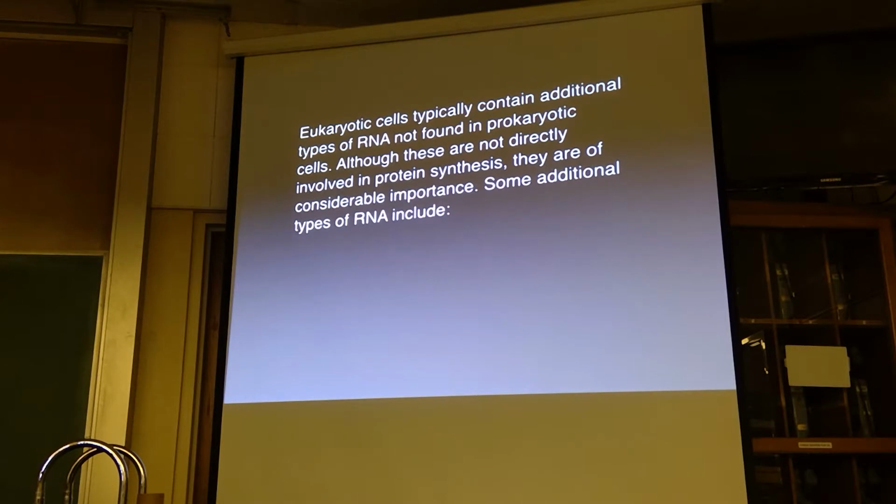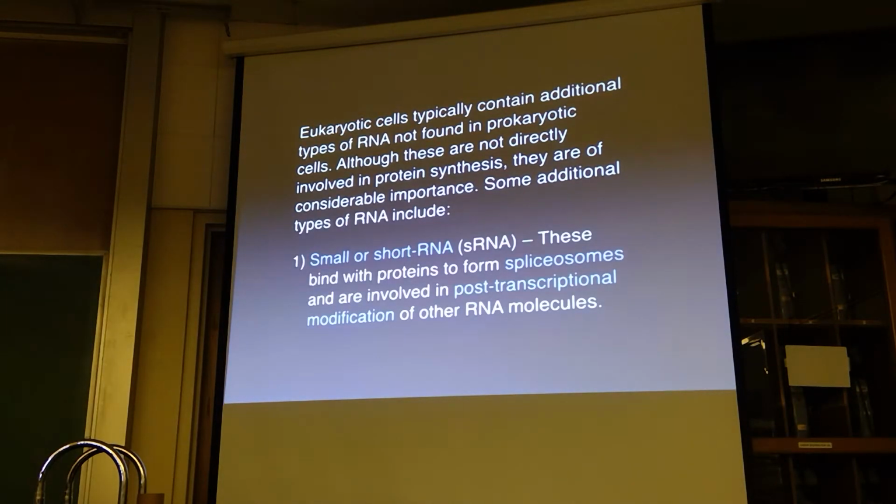Now, eukaryotic cells have other types of RNA. They have messenger, ribosomal, and transfer RNA, and then they have these other RNA types that apparently are not in prokaryotic cells. Well, prokaryotes have CRISPR, which apparently eukaryotes don't. One of the types that eukaryotic cells have is called small or short RNA.